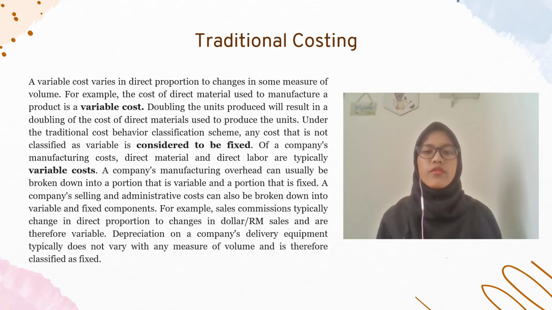A company's manufacturing overhead can usually be broken down into a portion that is variable and a portion that is fixed. A company's selling and administrative costs can also be broken down into variable and fixed components. For example, sales commissions typically change in direct proportion to change in dollar or ringgit Malaysia sales, and are therefore variable. But the depreciation of a company's delivery equipment typically does not vary with any measure of volume and is therefore classified as fixed. So the depreciation doesn't influence the production of the company.